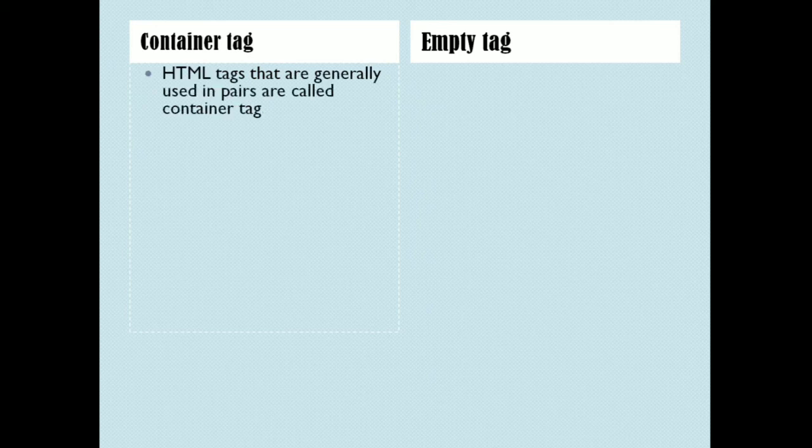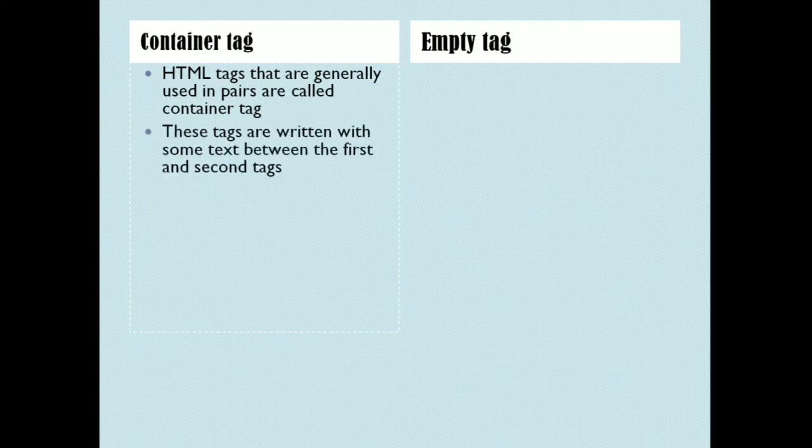Okay, the HTML tags that are generally used in pairs are called container tag. So, pair means two. So, always we have to keep in mind that in the case of container tag, two tags will be there. Okay, these tags are written with some text between the first and the second tags. So, in the case of container tag, two tags will be there, first tag and second tag. In between the first tag and the second tag, we should type the text which is to appear in the web page.